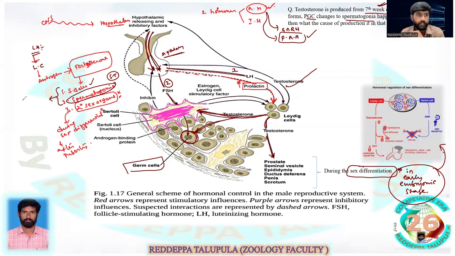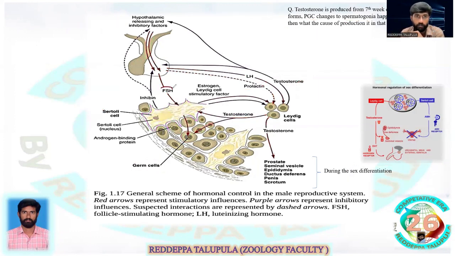Now come to the second, FSH. See here the FSH is present. It is released by the anterior pituitary and reaches the Sertoli cells. Now the Sertoli cells release ABP, androgen binding protein, and inhibin. Okay, inhibin. See, Sertoli cells release inhibin, androgen binding proteins. Okay, these are the next: estrogen, Leydig cell stimulatory factor, LCSF.